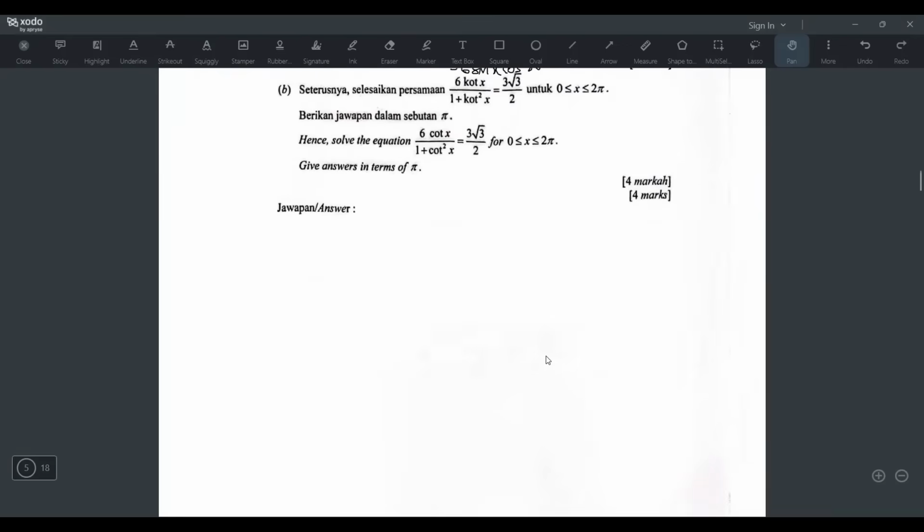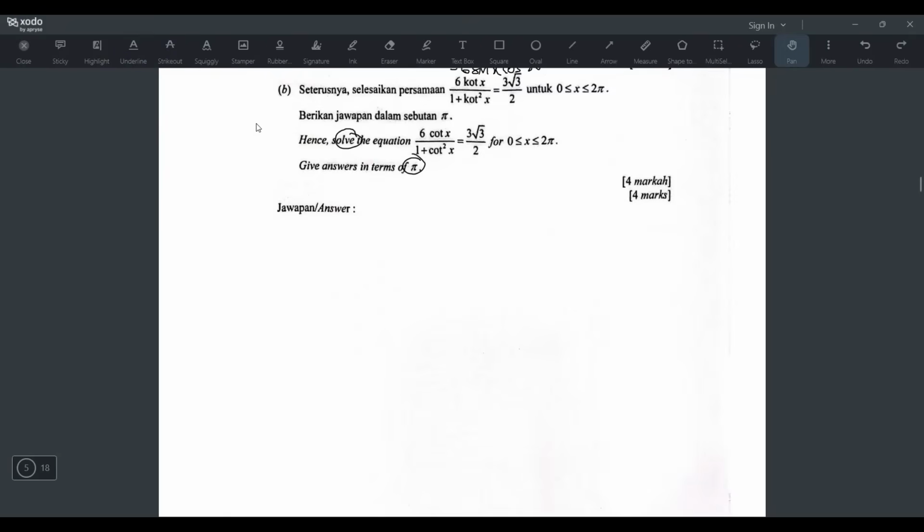Okay, let's do B. B says, hence solve the equation 6 cot x over 1 plus cot square x equals 3 square root 3 over 2 for 0 until 2 pi. Give the answer in terms of pi. It means they want the answer in radians. This type of question wants you to find x, the angle.